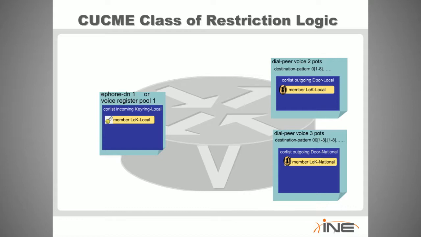Okay, but we do have class of restriction in IOS in general, and the idea or the analogy that we would like to use for class of restriction is that of key rings with keys and doors with locks.